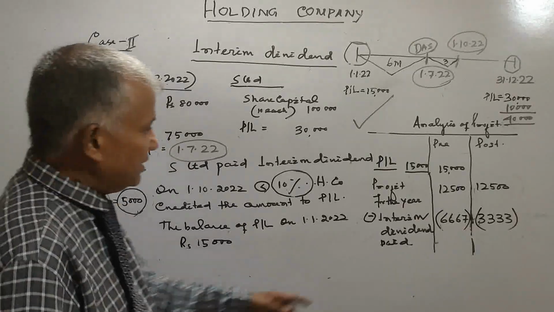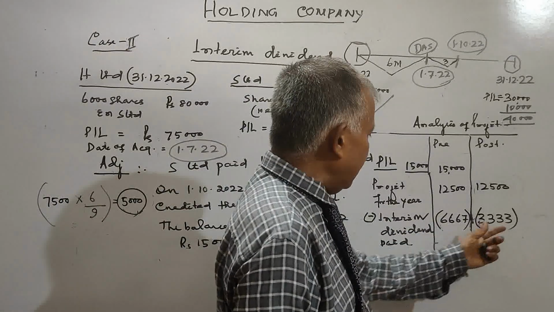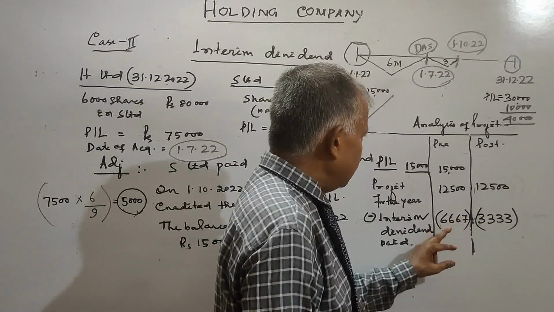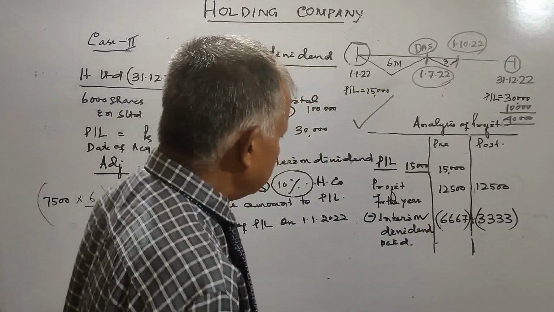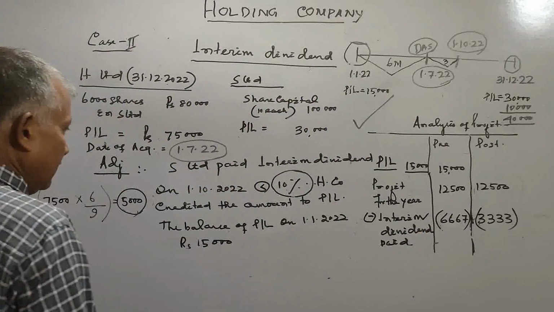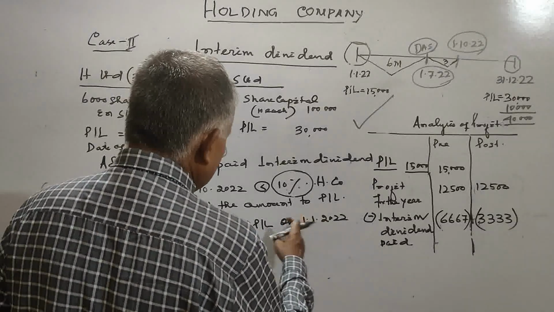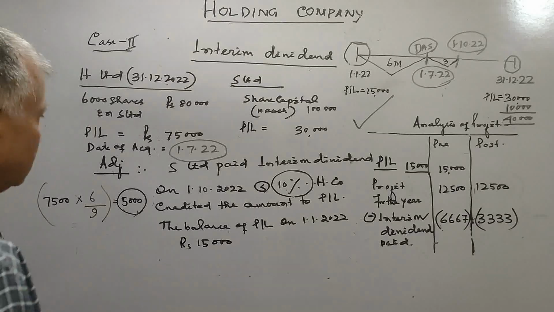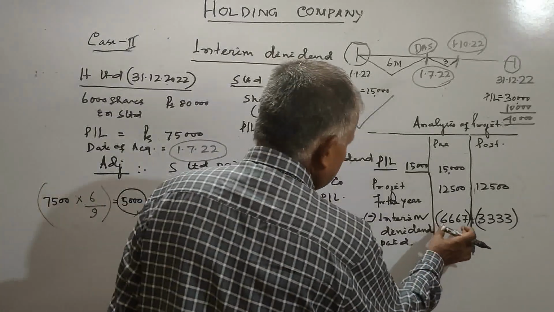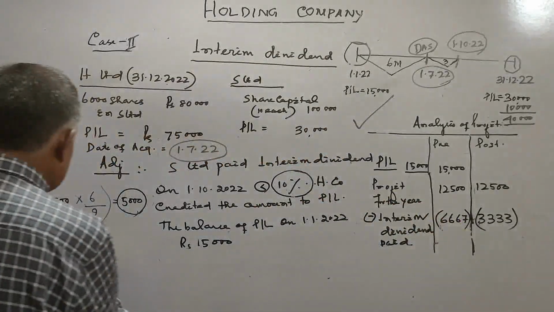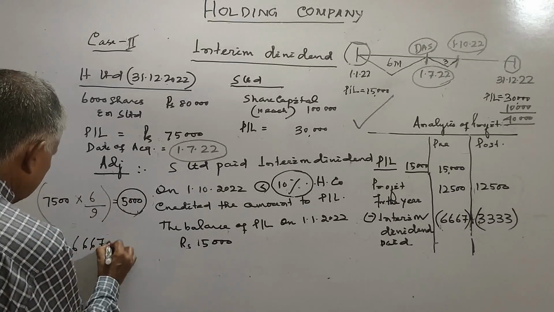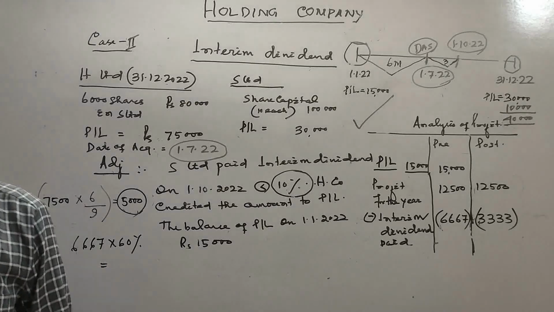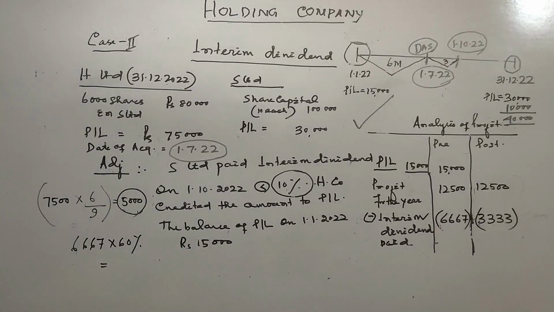Because this dividend is post acquisition and this dividend is pre acquisition. So if they tell you it has been credited to PL, then 60% of this dividend, that is 6667 into 60%, will go to your cost of control.